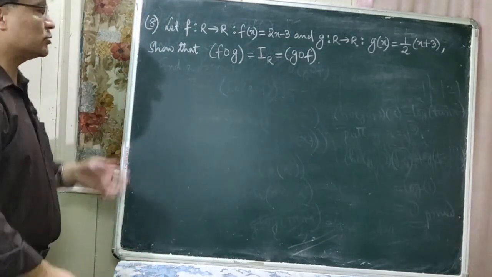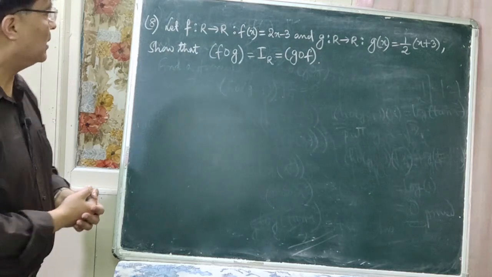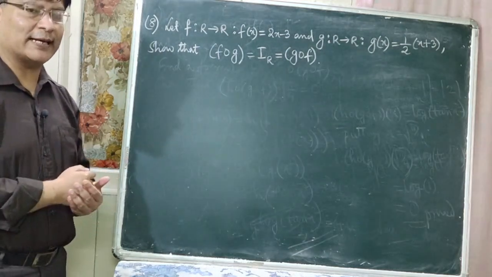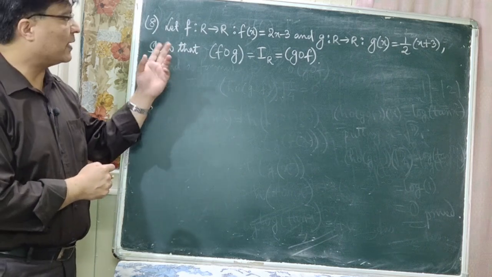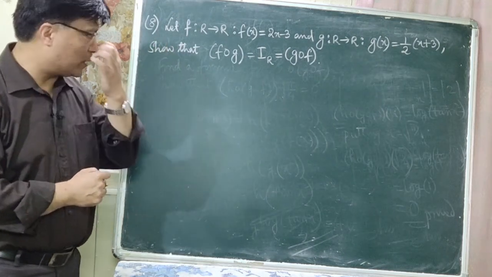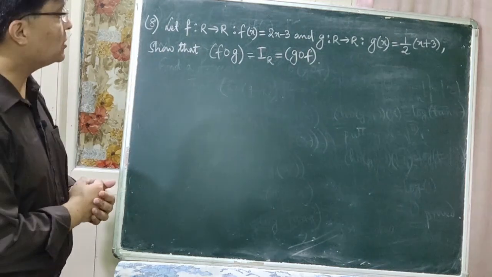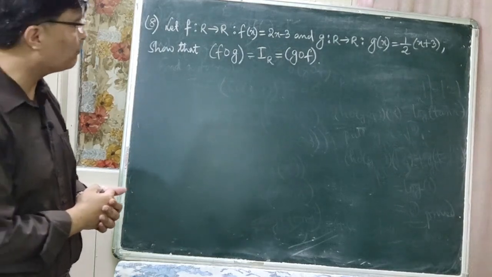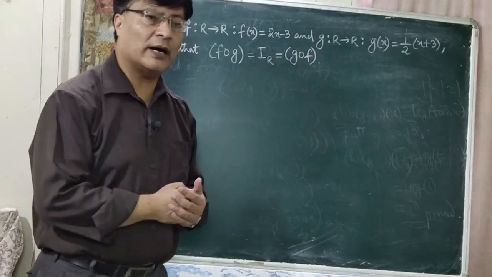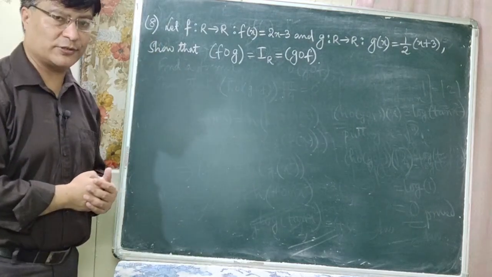So now let's do this question number 8. The question number 8 is, let the function f such that R to R, that is also real to real number, defined as f of x is equal to 2x minus 3, and the function g such that R to R, that is also real to real number, defined by g of x is equal to half within bracket x plus 3. Okay, these are the given functions, right?